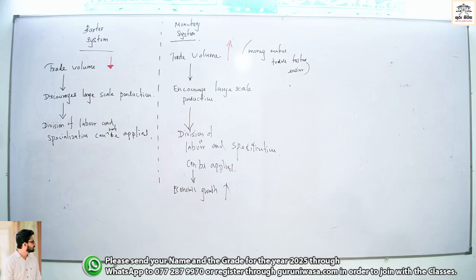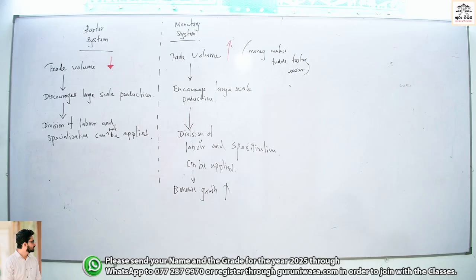Last part for today. Lama, this is a small chart explaining the connection between large scale production and division of labor. Can you recognize this one? Can you understand this chart, Lama?